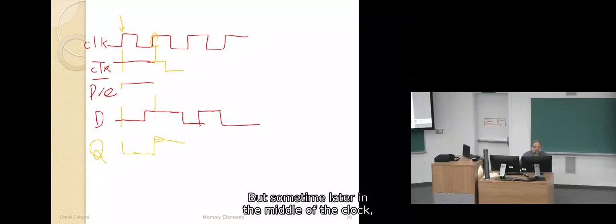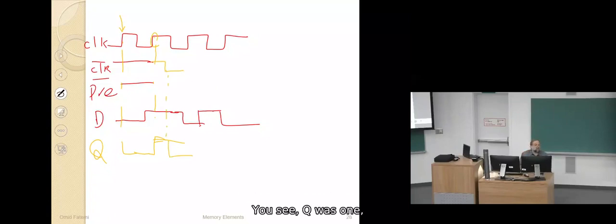Okay, but sometime later, in the middle of the clock, the clear becomes 0. As I told you, clear is asynchronous, and it works as soon as it comes. So clear became active. When clear is active, then Q becomes 0, because we made it clear. Now you see, Q was 1, but clear came. When clear came, Q becomes 0.